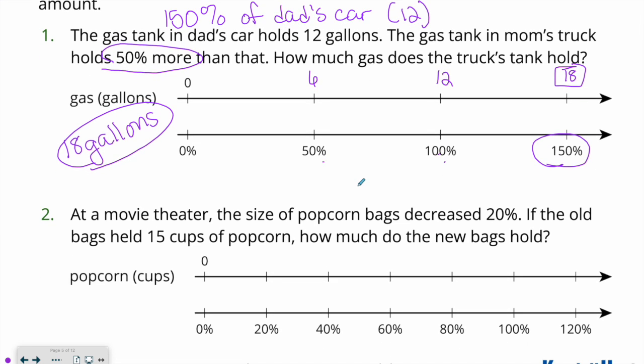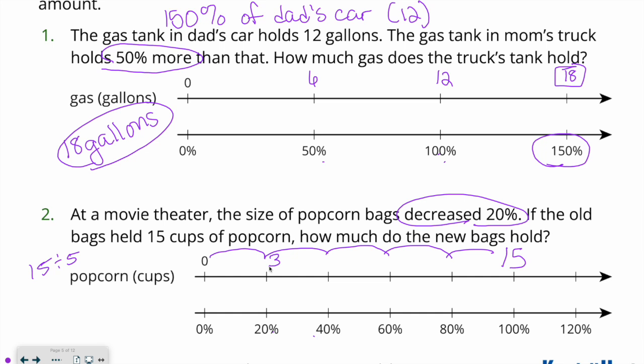At a movie theater, the size of popcorn bags decreased 20%. If the old bags held 15 cups of popcorn, how much do the new bags hold? Well, the old bags are going to be my original amount, so that's going to be our 15 at 100%. Again, they kind of stepped us out since we're talking about decreasing 20%. If we figure out what 20% is, to go from 0 to 100, counting by 20s, I have to make 1, 2, 3, 4, 5 hops. So 15 divided by 5 is 3.